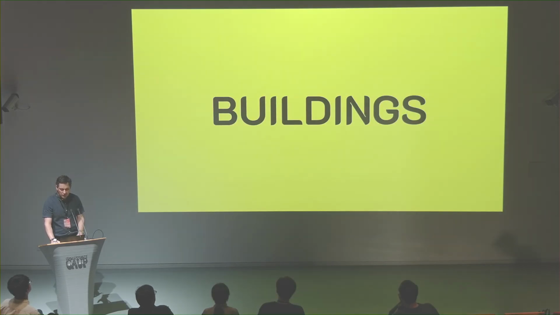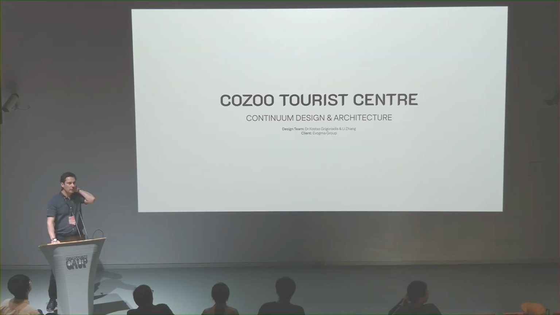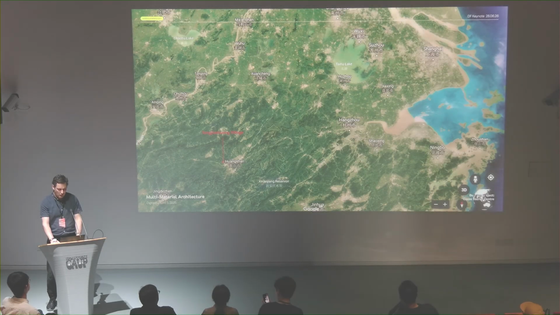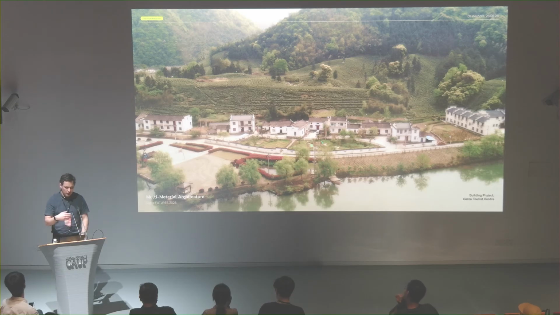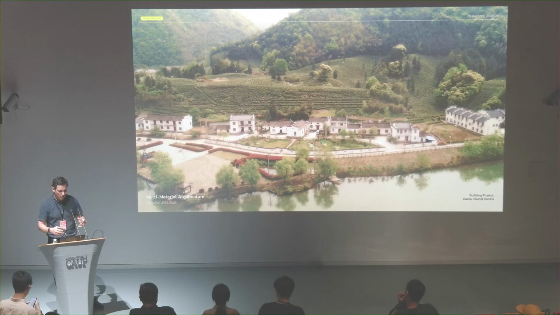In the first part of the lecture, buildings, I will talk briefly about this building that we completed called Kozhou Tourist Center. This is in China, in a small village that is 4 hours southwest of Shanghai, on the outskirts of Huangshan Mountain. It is in a very scenic location, which is quite remote. The brief for this building was to design and construct a tourist information center.